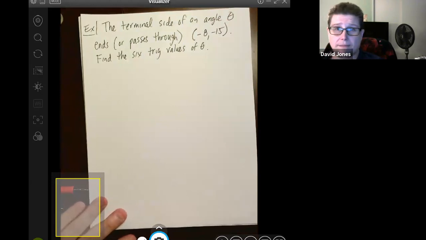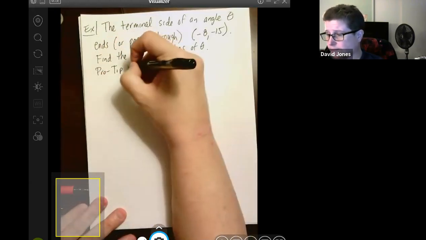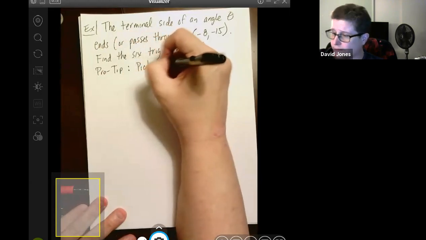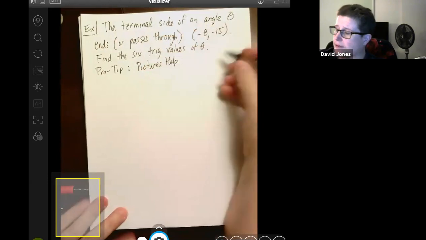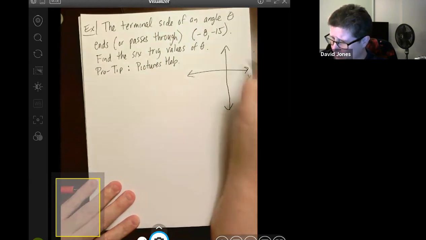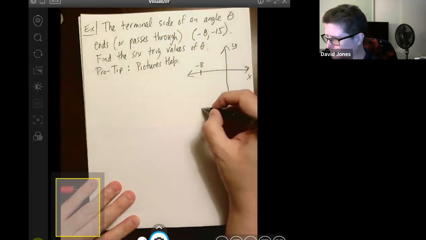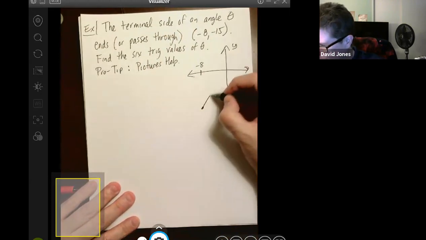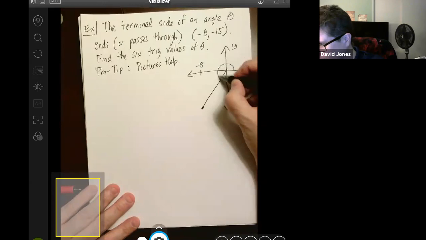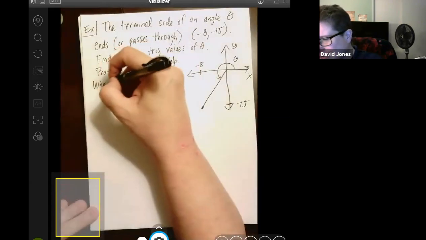All right, so pro tip, draw a picture. Pictures help. So x is negative, y is negative. We're down here. That's x, this is y. -8, -15. I'm just estimating where it is. That's my angle theta. Quick question for you. What quadrant is this?